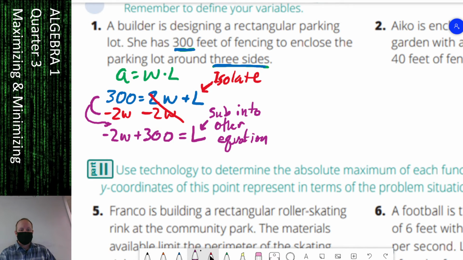It already has an L. What we're going to substitute in is what L is equal to. So I'm going to go ahead and write that other equation. A equals L times W. And what's L equal to? It says right here, we just found out L is equal to all of this. So in place of this L, we're going to say A equals W times negative 2W plus 300.